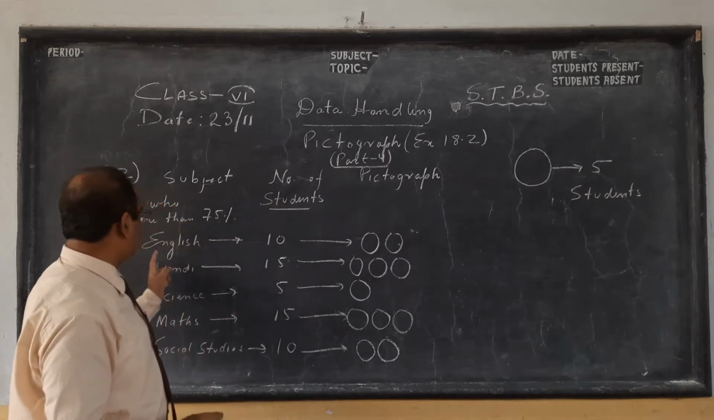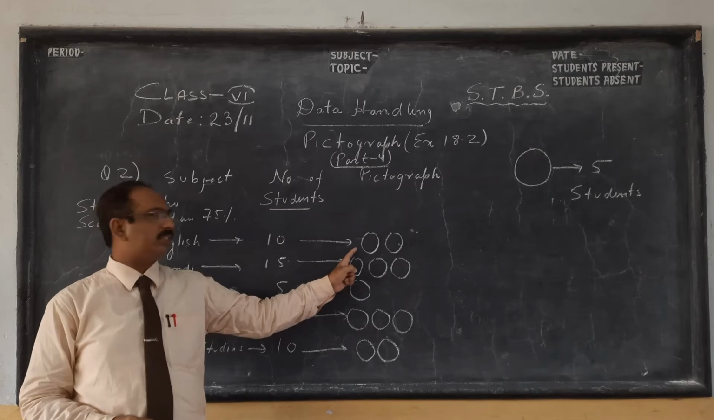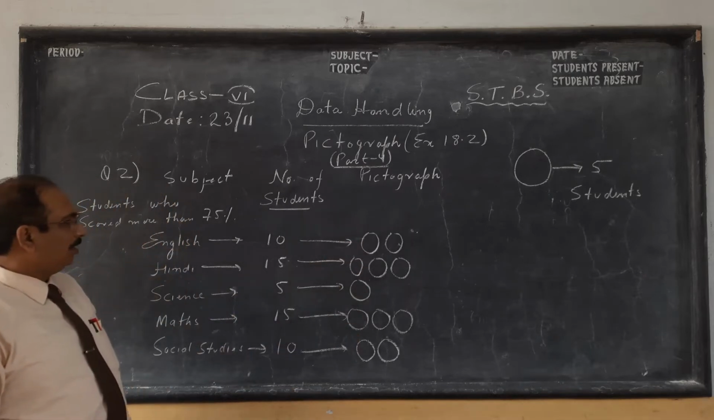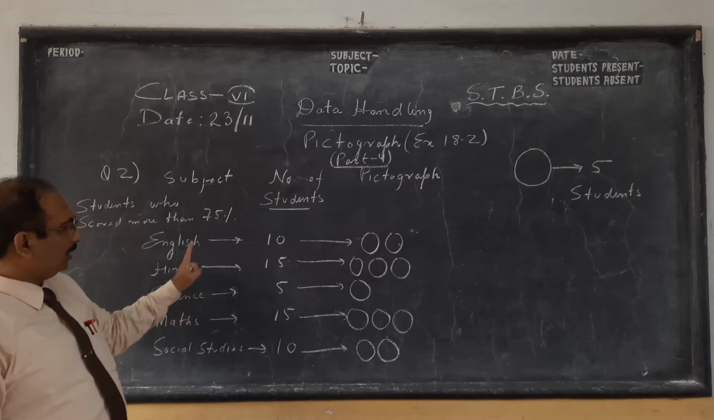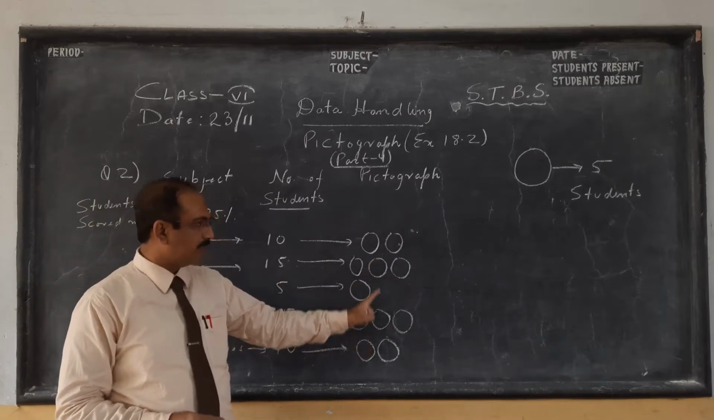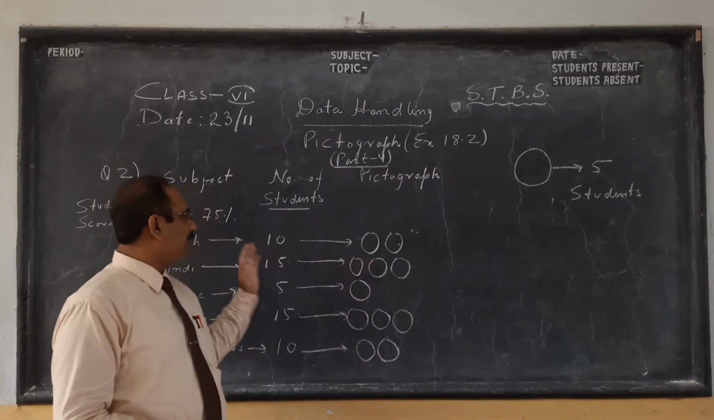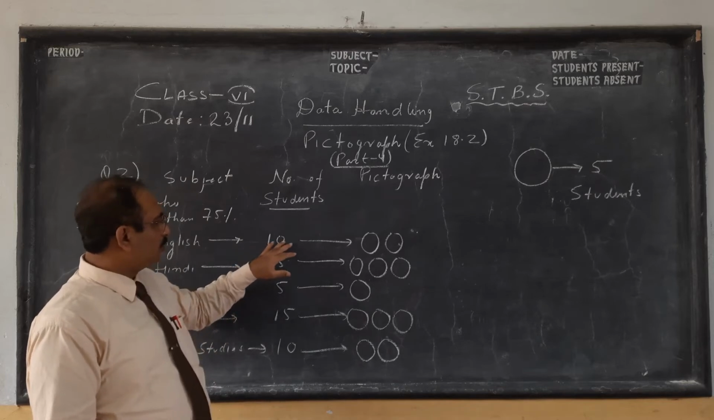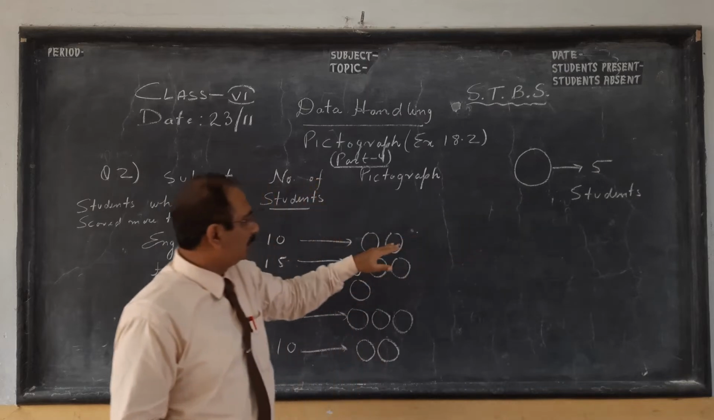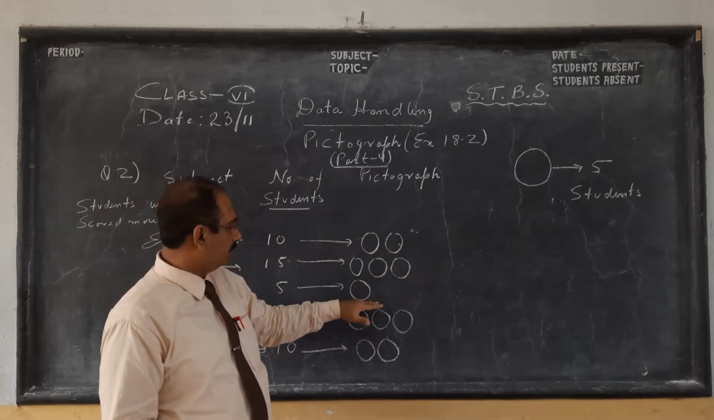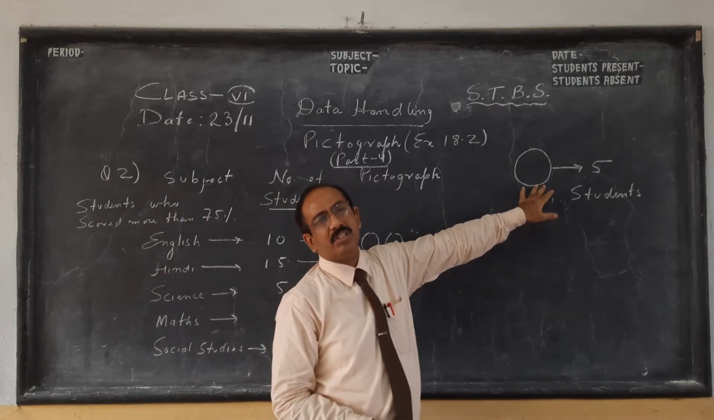So what we see, children, English we have 10 students, so 1 circle represents 5. If you see here the pictograph, maths and Hindi are maximum, 3 circles. 1 circle represents 5 students. Similarly, suppose there are many, you take this to be 100, 150. So simply we can make 1 circle as 50 students. So this will show 100, this will show 150, this will show 50. So like that, this 1 circle can represent various things.